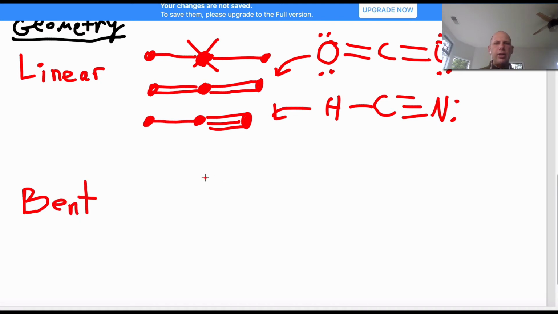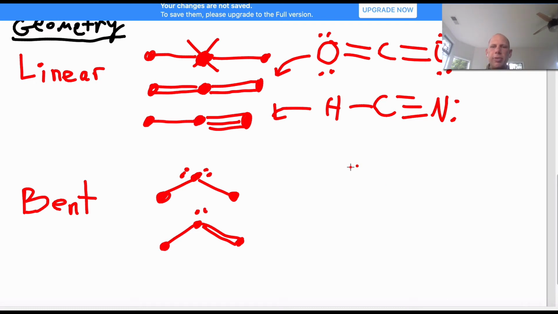Okay. And there's two ways of getting bent. And again, bent is exactly what it sounds like. It's bent right here. One is with two lone pairs on the top, and then the other would be one like this, one lone pair at the top. Now there's two lone pairs here, obviously, to get 2, 4, 6, 8, and one lone pair here because there's a double bond, 2, 4, 6, 8.